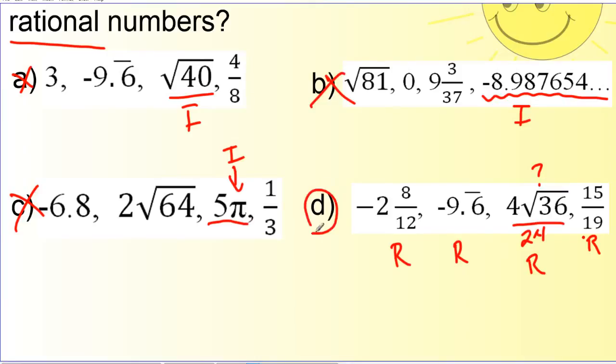So now we've verified it is letter D. That's the rational list because none of the other ones had only rational numbers. Pi makes this guy irrational. This guy we square rooted. This one does not repeat and does not terminate.